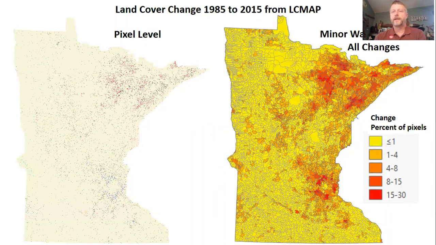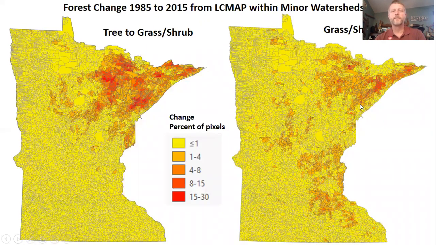So if a pixel changed from one category to another, that was counted, and then I calculated the percentage of the different changes. And overall, some pretty significant changes, especially in the metro area, and then up here in the Arrowhead too, with the forest harvesting. So here, if we look at forest harvesting a little closer, that would be tree to grass and shrubland. And then if you're regenerating the forest, it's going to be grass shrub to tree.